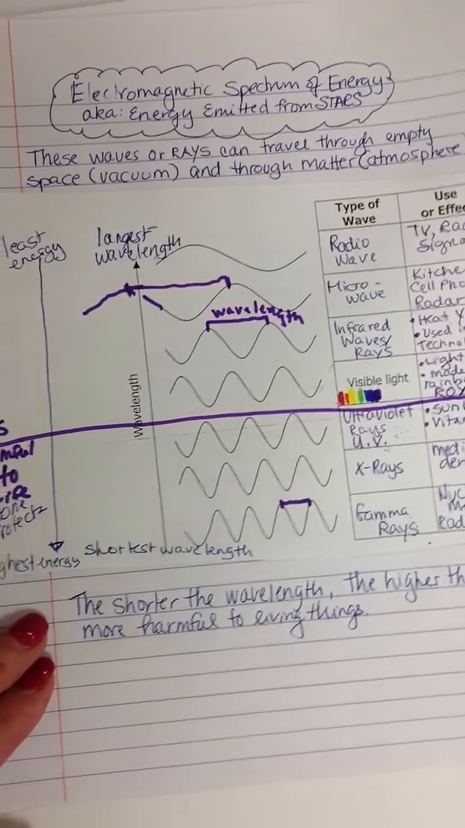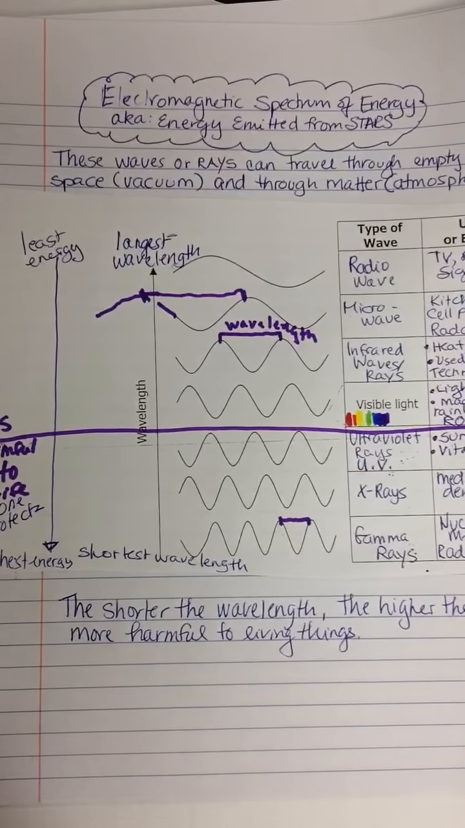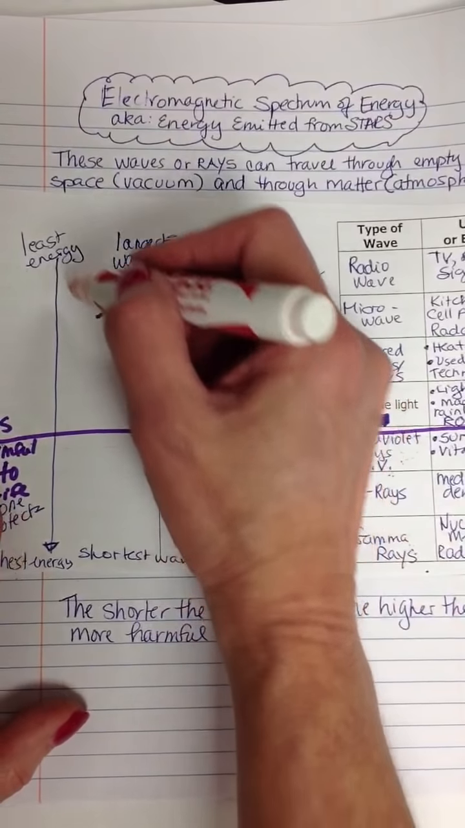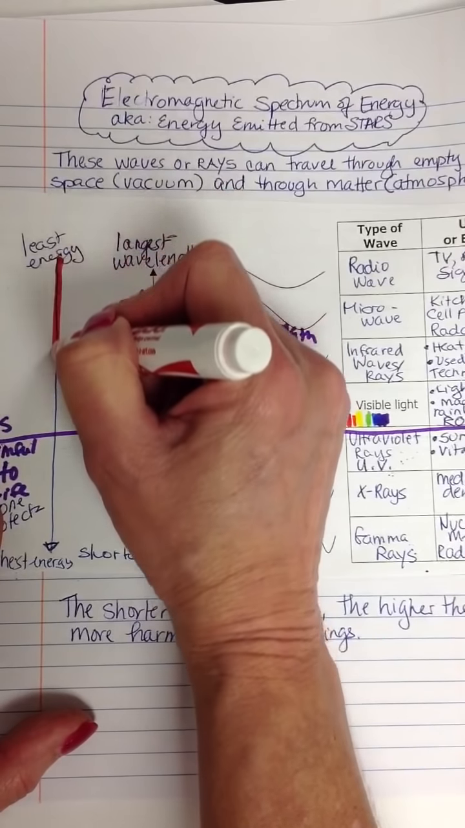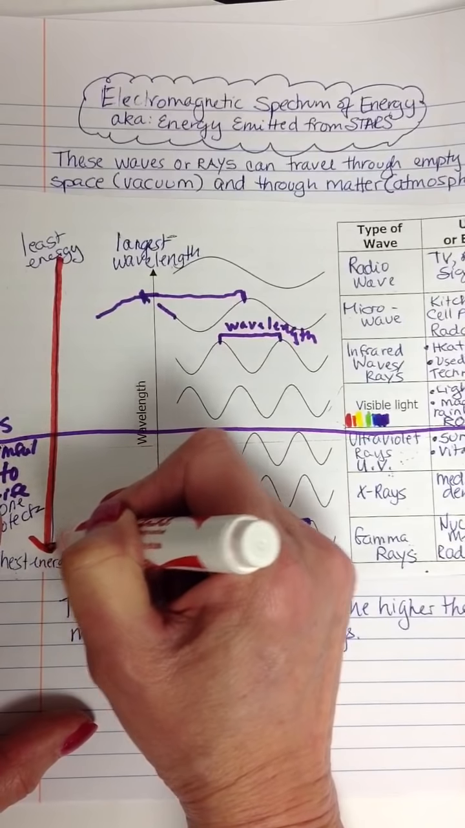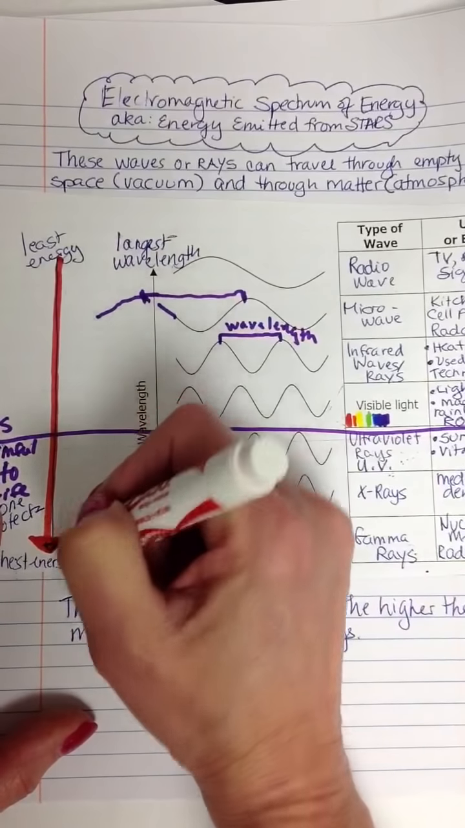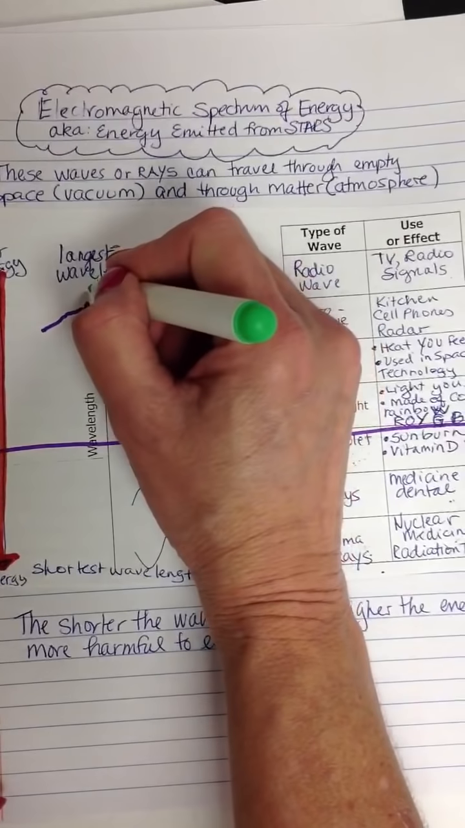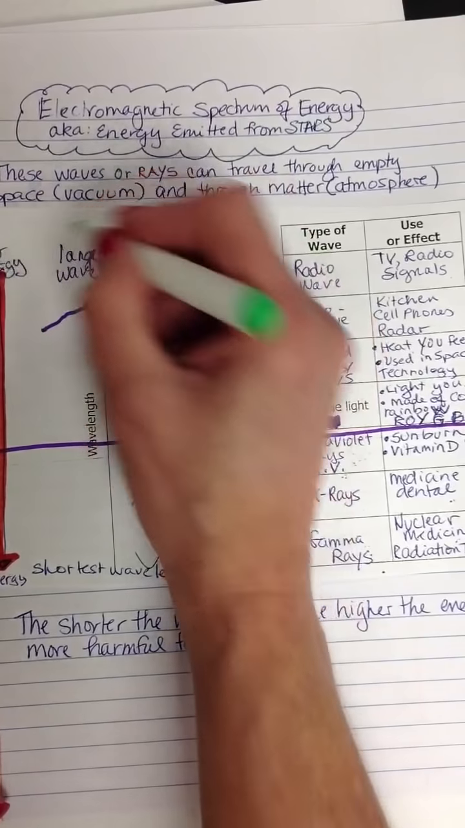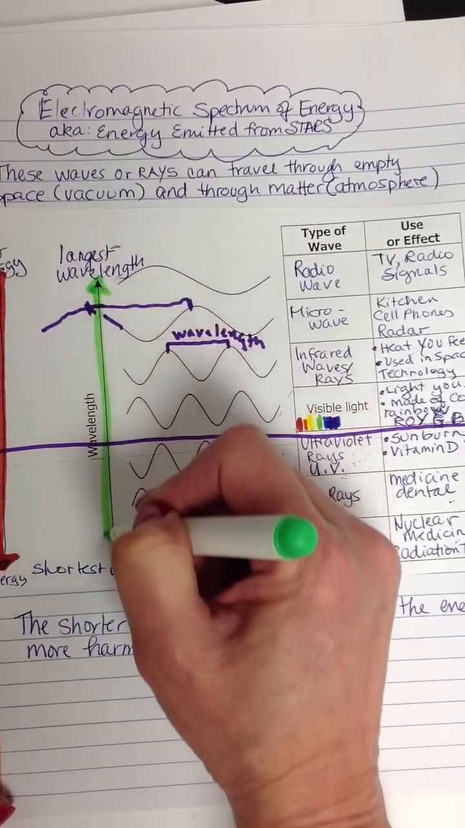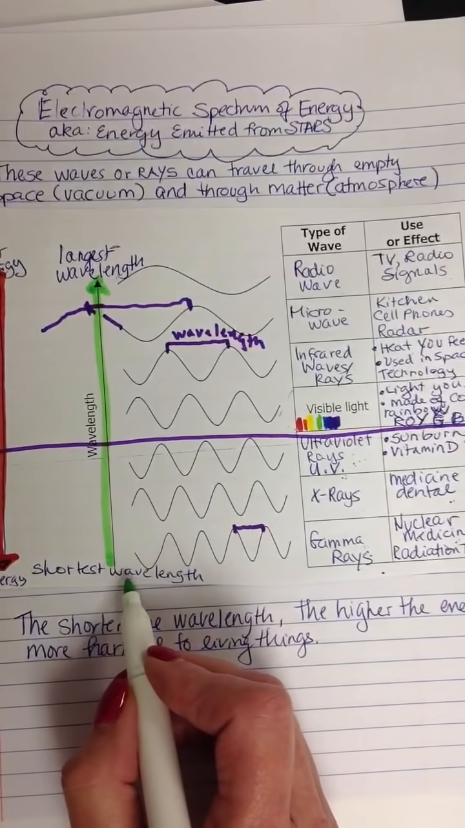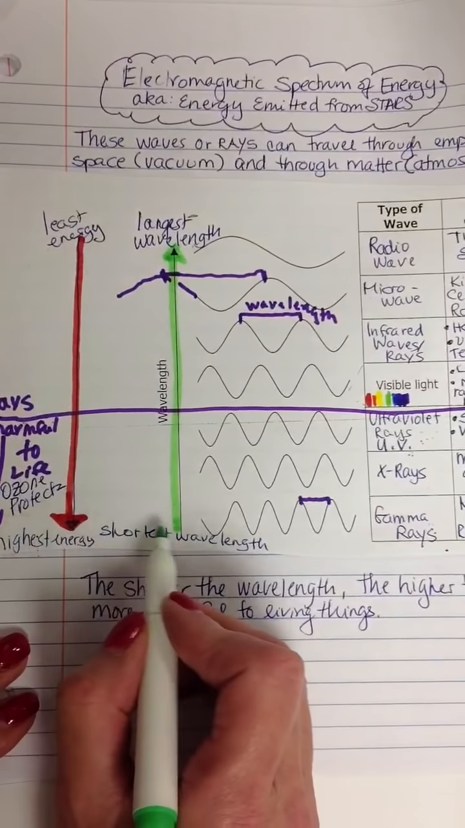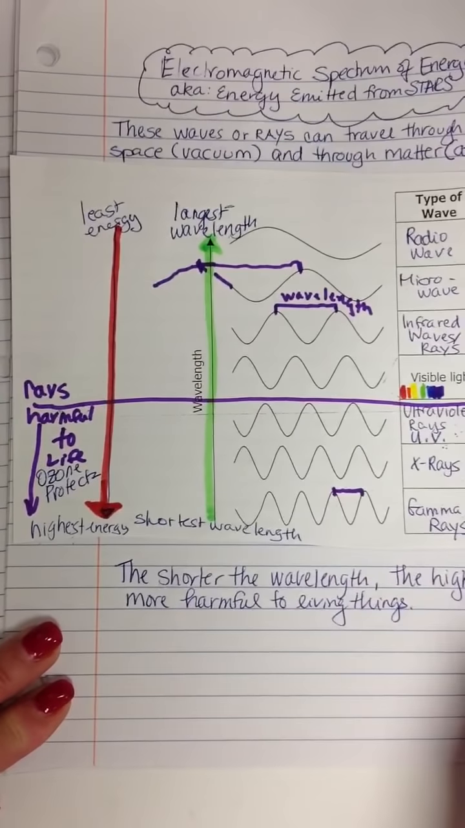Once again, let's look at our energy. So energy from the longest wavelength to the shortest is increasing. So it's increasing in this direction. Whereas the wavelength is longest here with the least amount of energy and shortest down here with the most amount of energy. So just so you understand that relationship.